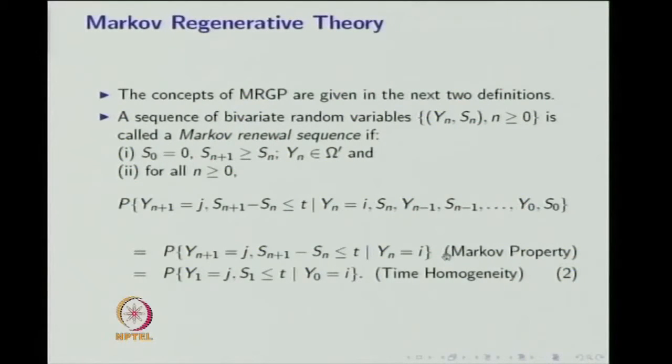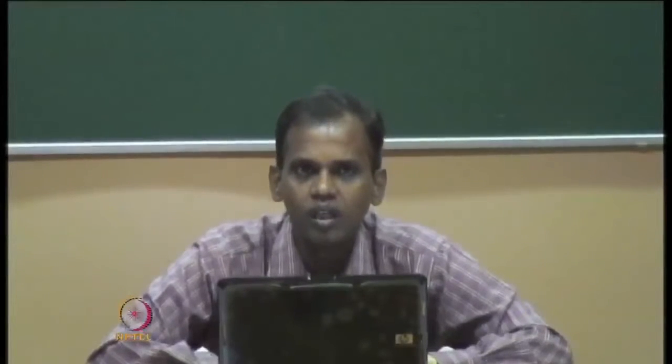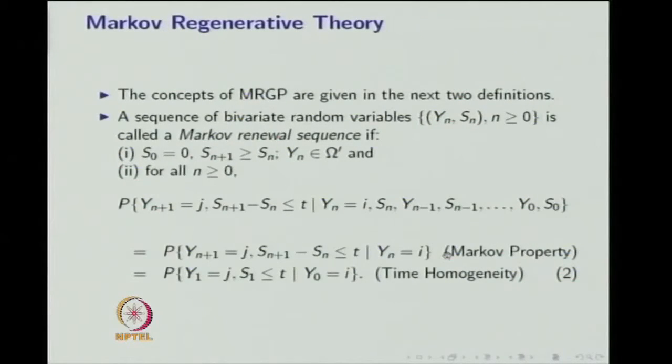Next, that is the same as the conditional distribution of Y0 to Y1, instead of Yn to Yn+1. Because of time homogeneity, this conditional distribution is the same as the probability of Y1 equal to j, the first regeneration time point less than or equal to t, given that Y0 is equal to i. So the conditional distribution depends on the current state, not the past history, including the time homogeneous property. That is the way we define the bivariate random variables, that is, Yn, Sn satisfies this property.